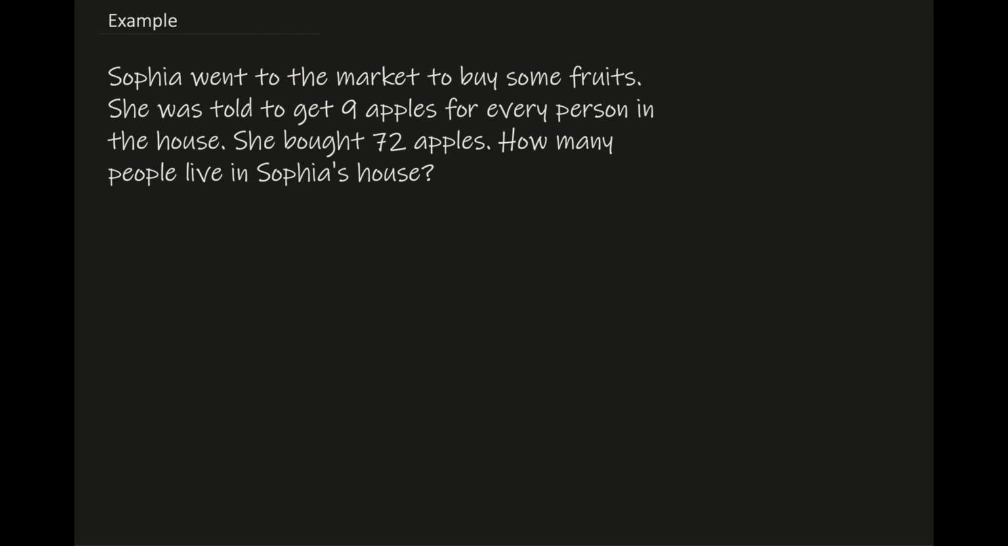The first thing we're going to be talking about is an example, to make sure we understand this. I'm just going to use red. I like red. Sophia went to the market to buy some fruits. She was told to get 9 apples for every person in the house. She bought 72 apples. How many people live in Sophia's house? I'm going to squiggly line the question.